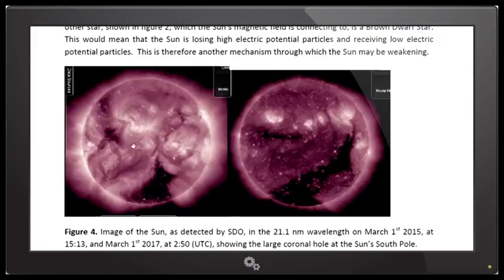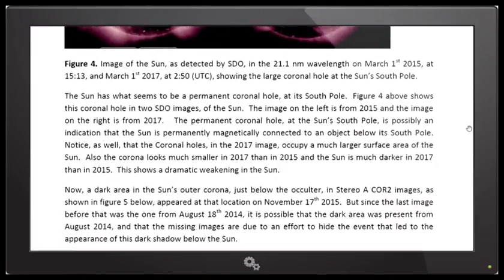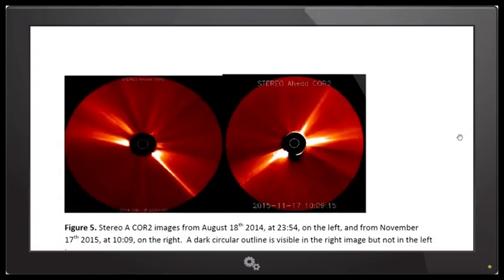Now, we can see this is an SDO image from 2015 and then going into 2017. Okay, you can see how nice and milky white the corona is on the sun. However, here is the beginnings of this coronal hole at the base of the sun. Taking a look at this coronal hole, very, very large, but you can see how dim the corona has become. Very, very dim. The comparison, you can see it with your own eyes. Let's move further down in this report.